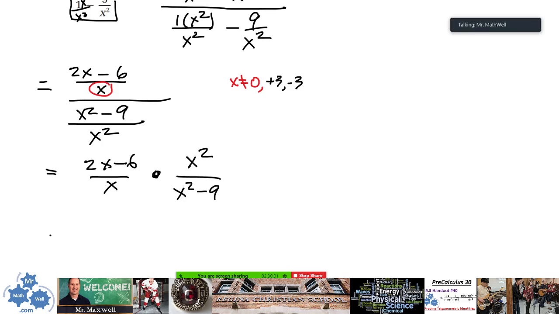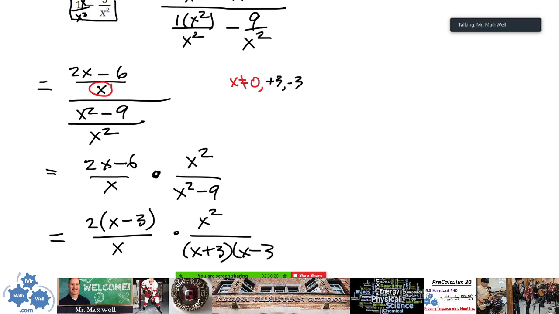So let's now factor the top and the bottom for each rational that I see here. So this is going to be 2. I can pull a 2 out of there. It's going to be x minus 3. X is already simplified. X squared, we'll leave that as x squared. And this, of course, is x plus 3 times x minus 3, because that's a difference of squares.